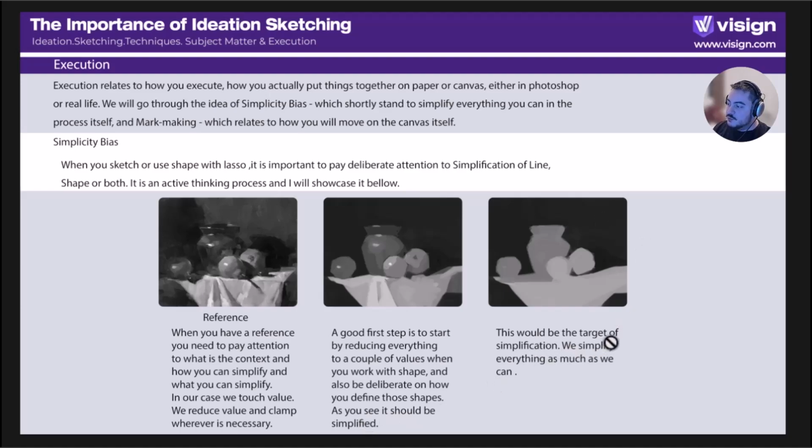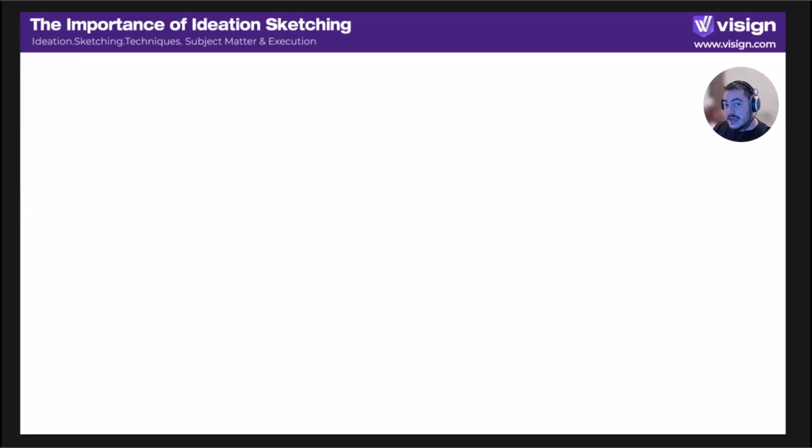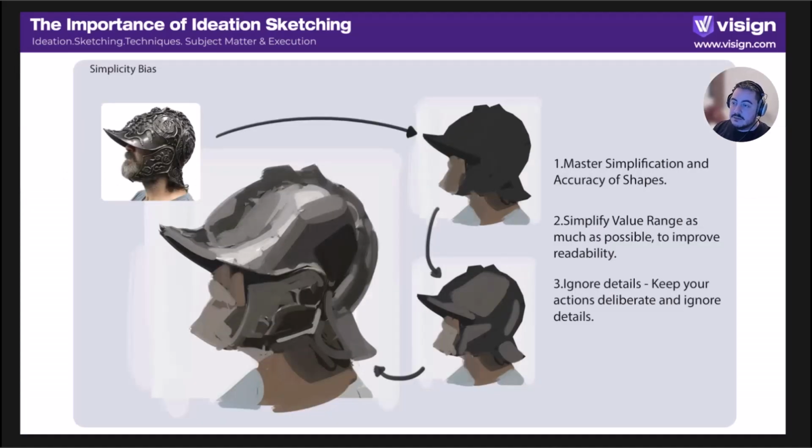In the next part, this would be a target of simplification. We simplify everything as much as we can, and you see here we already start to clamp value even more and actually have enhanced readability. And that is something you have to remember because it's highly important. When it comes to simplicity bias, there's a different application of this.